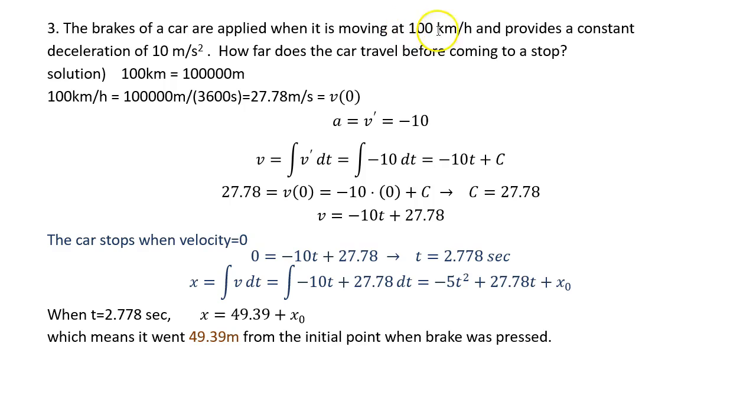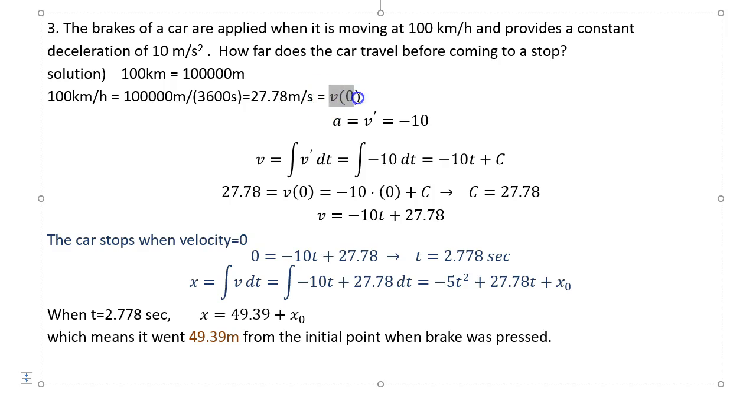Now, if you read back, it says the speed of the car was when the brake was pressed. So initially, when the brakes were pressed, the velocity is exactly 27.78. However, there's a deceleration of 10, meaning that the acceleration is negative 10. What's the relationship between acceleration and the velocity? Acceleration, as you know, is the derivative of the velocity, so we know that velocity prime is negative 10.